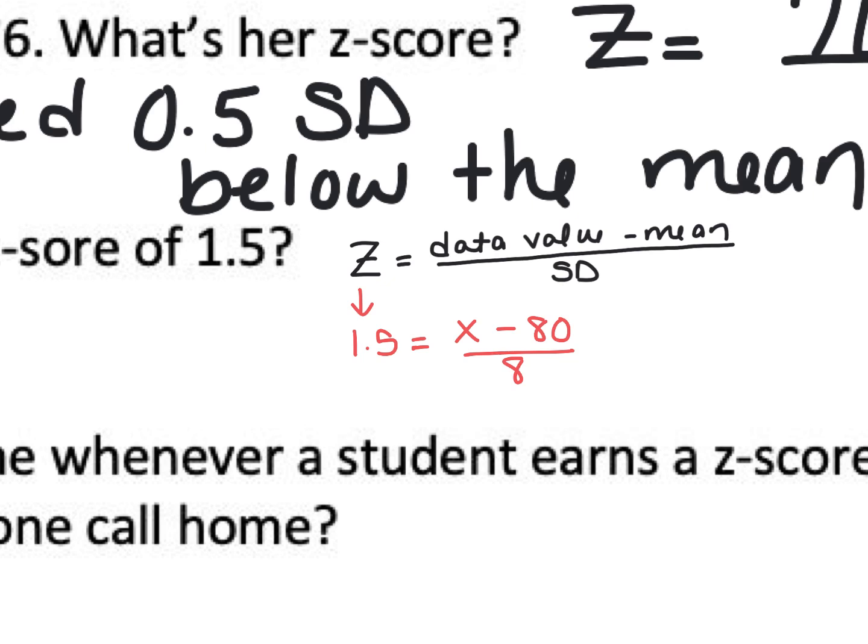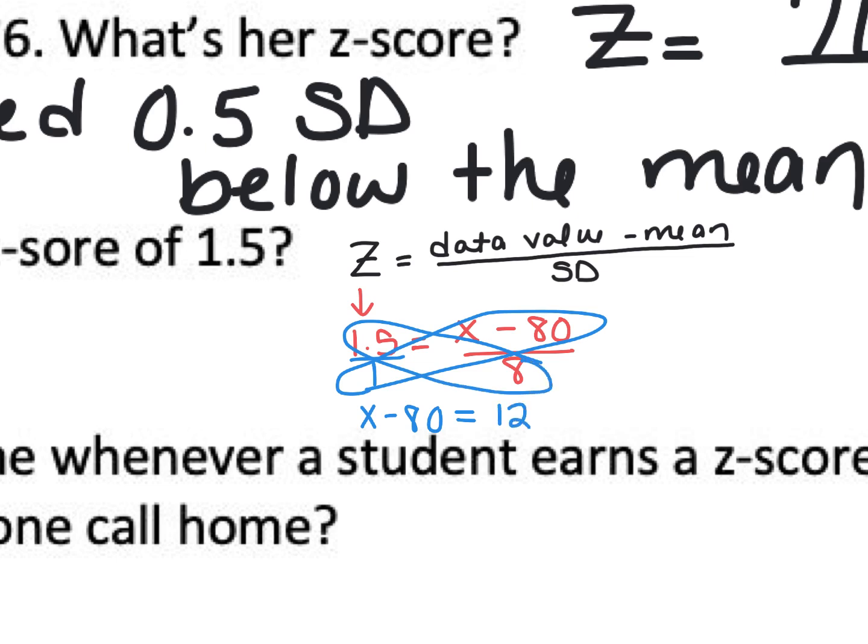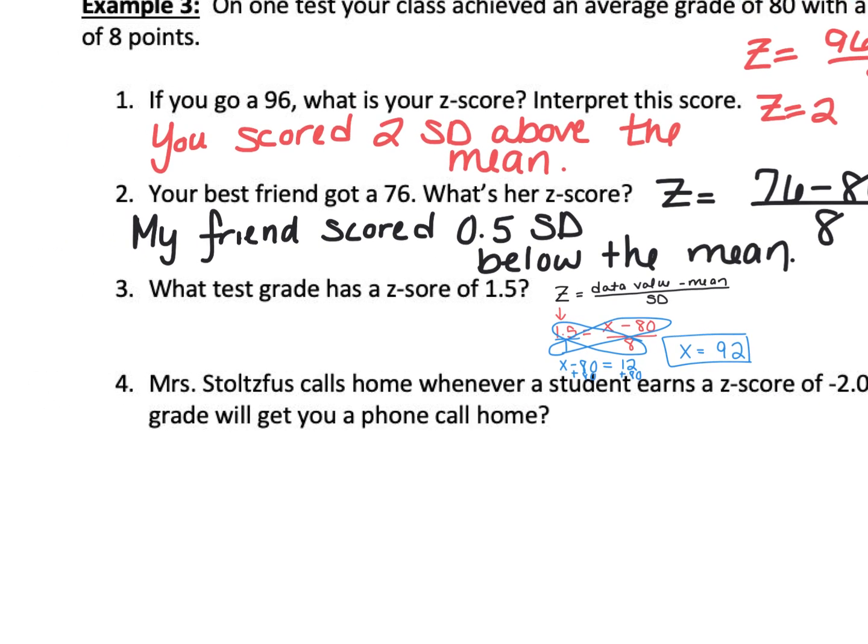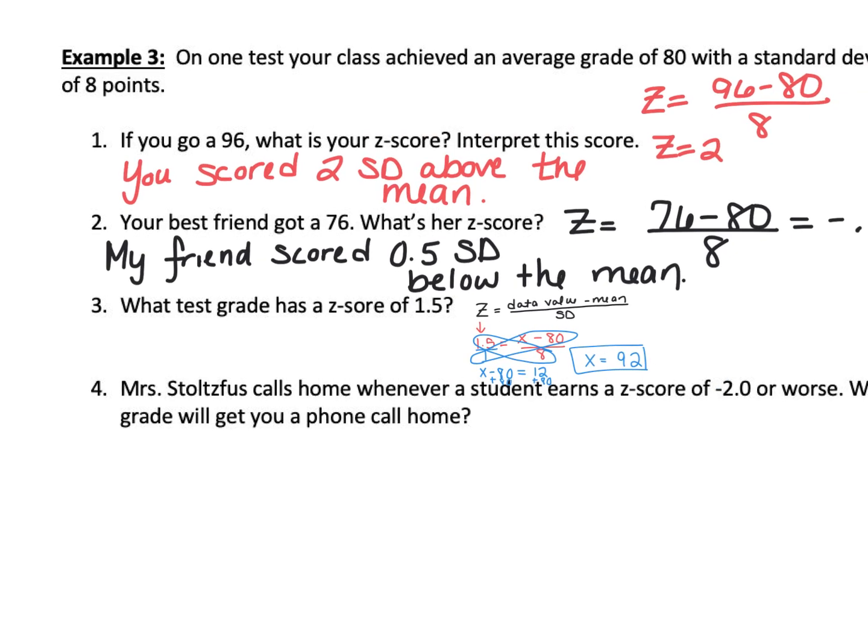So to do that, a couple ways you can do this. I like to think of it like a proportion. If I put this over 1, then I know I just need to cross multiply. So on the one diagonal, I'd have x minus 80, because 1 times that is just x minus 80. And then 1.5 times 8 would be 12. Now all I need to do is add 80 to both sides, which gives me a test score of 92. So my friend scored a 92, or not my friend this time, just what test grade, so a 92.